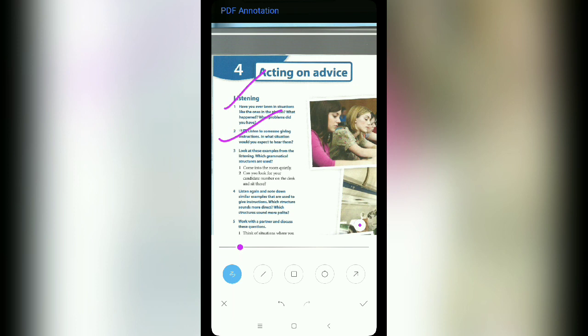Look at these examples from the listening. Which grammatical structures are used? Come into the room quietly. So we'll discuss this, students. Can you look for your candidate number on the desk and sit there? So we'll discuss this. So students, in listening, just a minute, students.